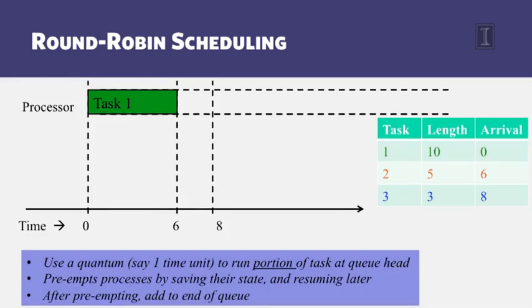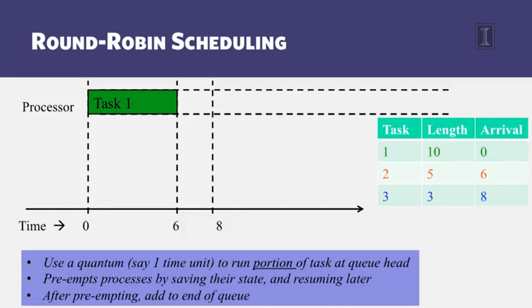In other words, you split up a task into small quanta, and the quanta may be just a small time unit, such as 1 time unit as in our example here, and you run only a portion of a task at the head of the queue. When that portion of the task is done, you preempt that task. In other words, you save the state of that task, and then you add that task back again to the tail of the queue. You take the head of the queue task again, whatever task happens to be the head of the queue, and then you start running that task at the processor. In order to run this again, you may need to bring back in the saved state of that task if it was preempted in the past.